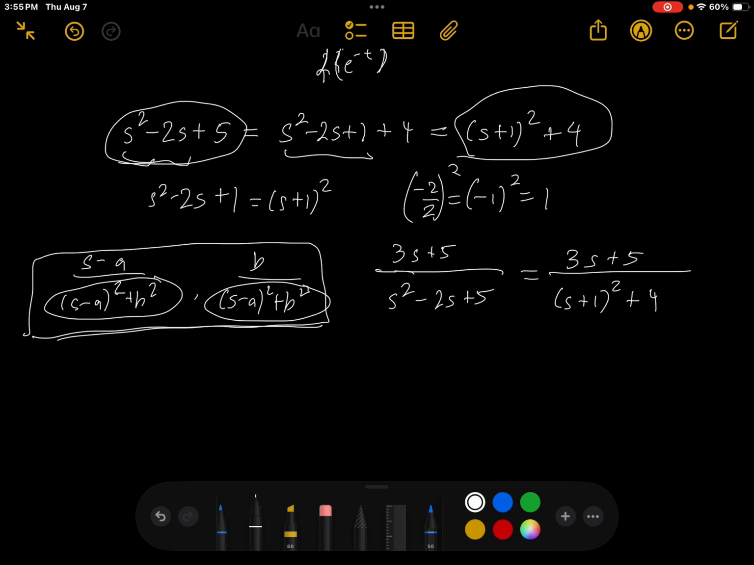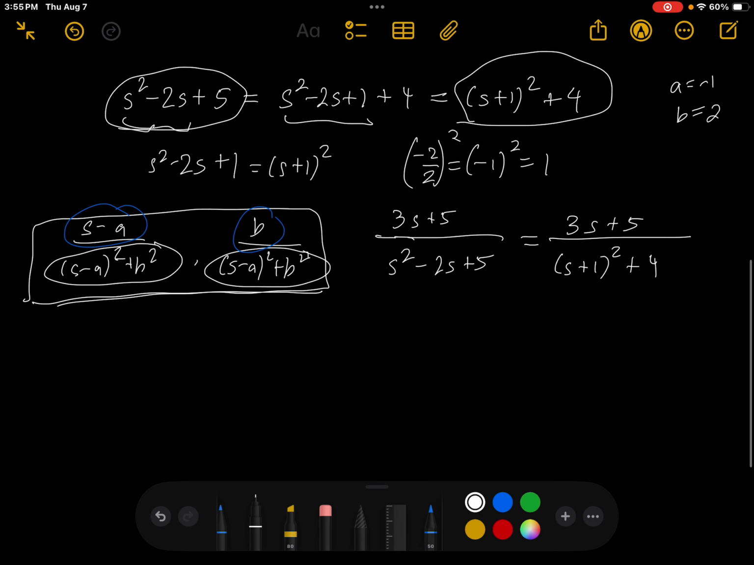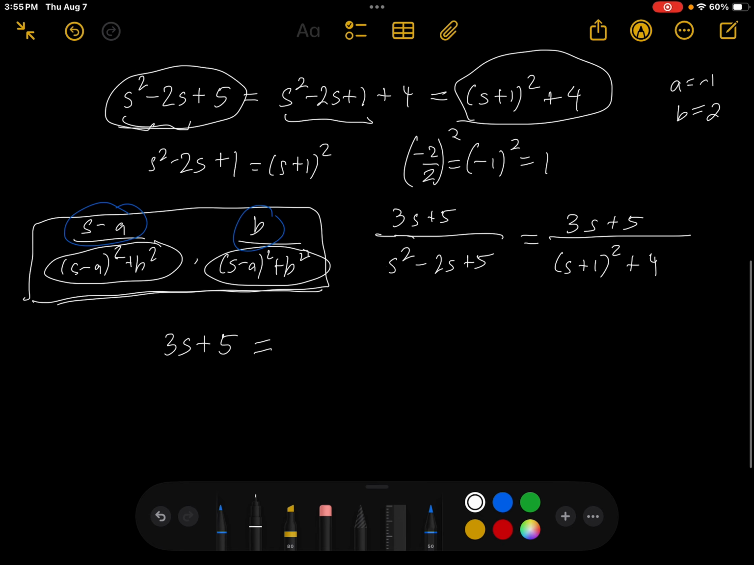Now in the numerator, we need things like s minus a, so that's s plus 1, and we need b. Well, b is 2 in this case, because 4 equals 2 squared. So I have a is negative 1, b is 2. So I'm trying to rewrite the numerator, 3s plus 5. I want an s minus a. I want an s plus 1.